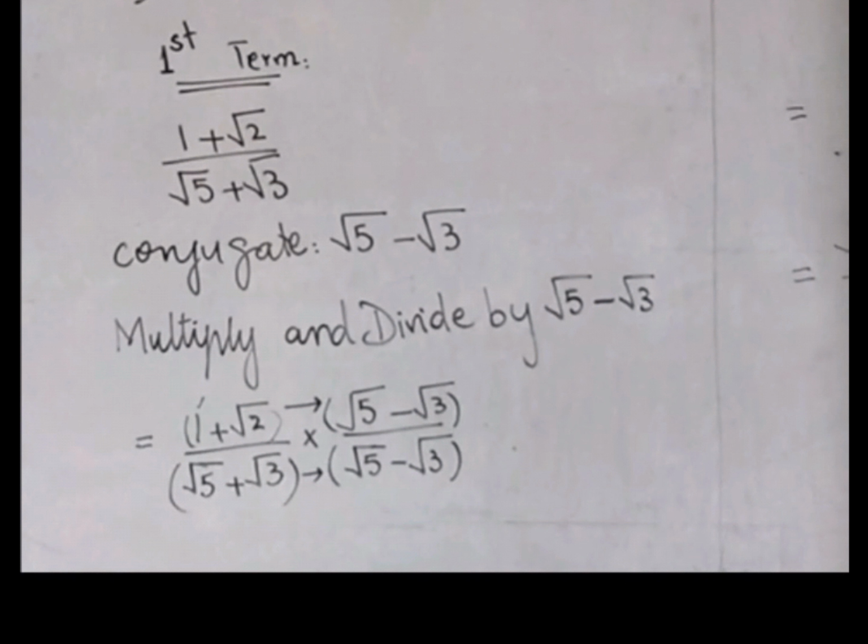Okay? To make it rational, what will you do? You will take its conjugate. Conjugate is if it is plus, then you will change its sign. It will be minus. Square root 5 minus square root 3. Multiply and divide by square root 5 minus square root 3. 1 plus square root 2 divided by square root 5 plus square root 3 into square root 5 minus square root 3 divided by square root 5 minus.